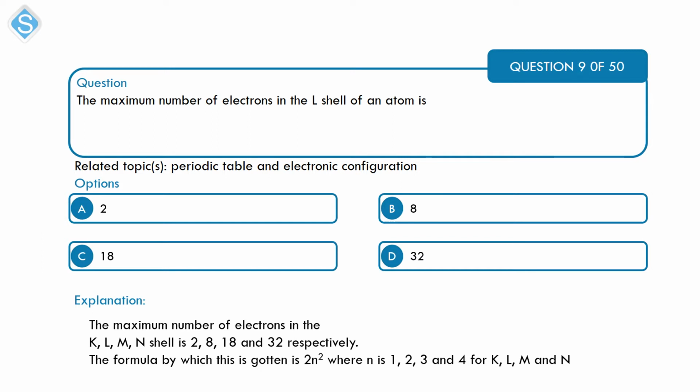So for example, the maximum number of electrons that you can have in the M shell, M is 3, so if you substitute that here, you're having 2n squared, that is 2 times n squared. n is 3 for M, so you have 2 times 3 squared, that is 2 times 9, and that is 18. That's for the M shell. So for the L shell it is 8, with n as 2. So that makes B the correct option.